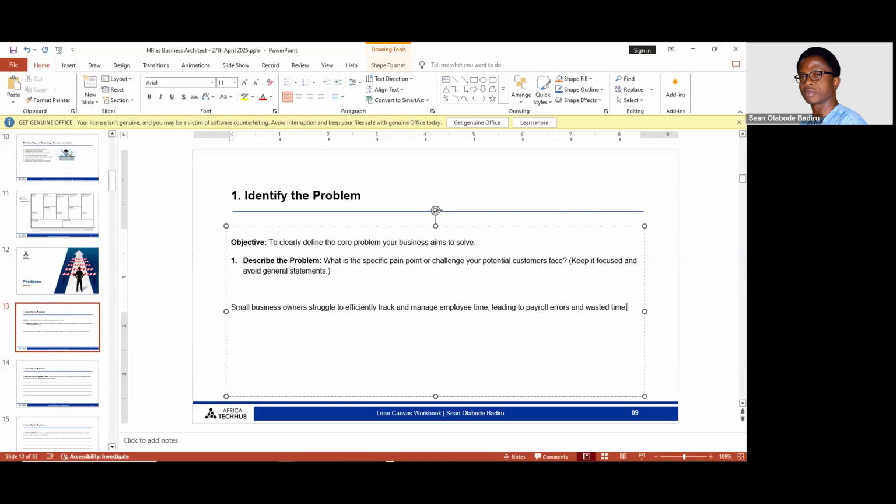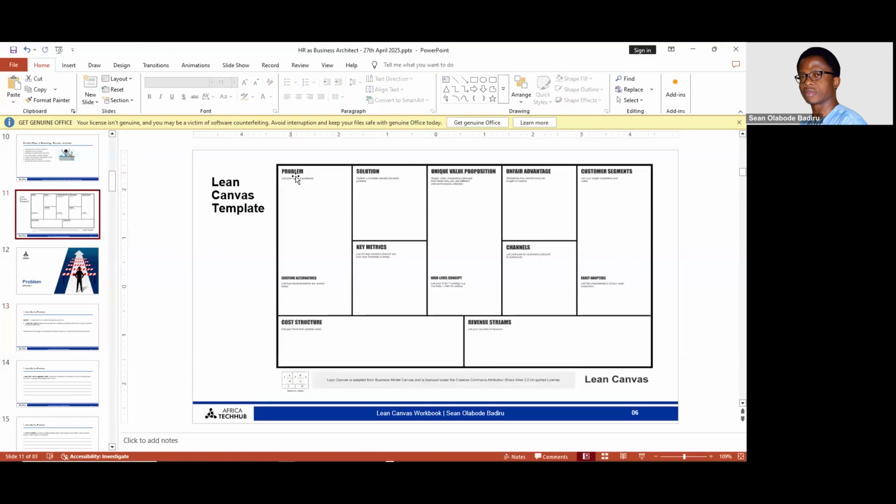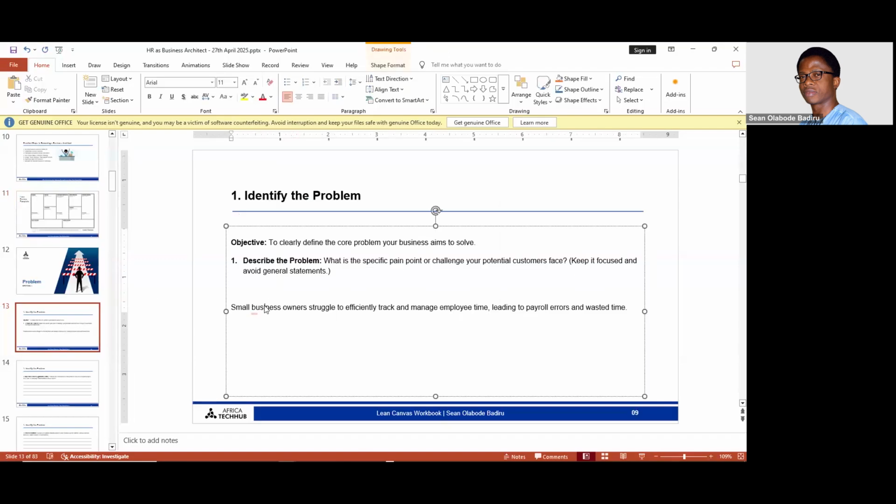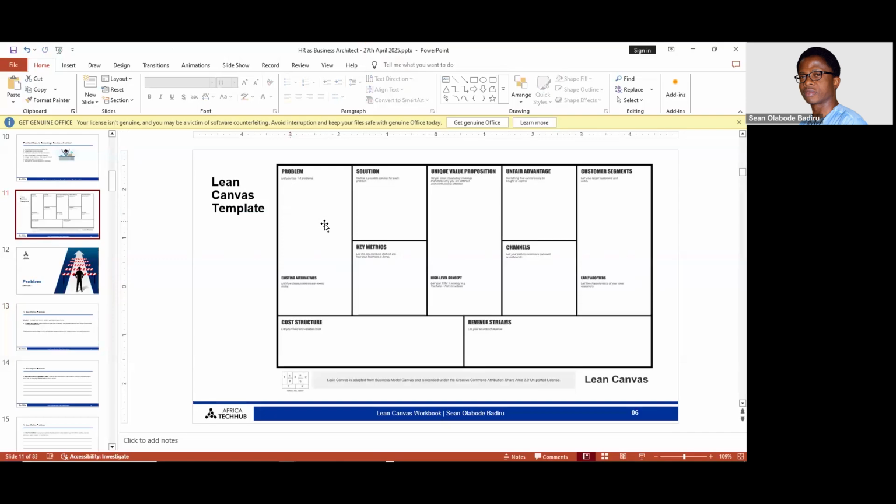So let's work on this problem. Let's say this is the problem the organization has, that's the pain point you have discovered, and this is the solution. This is what you are going to build your business model around. Small business owners struggling to efficiently track and manage employees' time, and this leads to payroll errors and wasted time. So this is how you are going to write yours. You later transfer this to the lean canvas. Where the problem is, you put what I just wrote in the space for the problem.